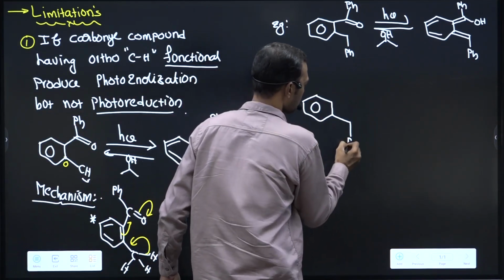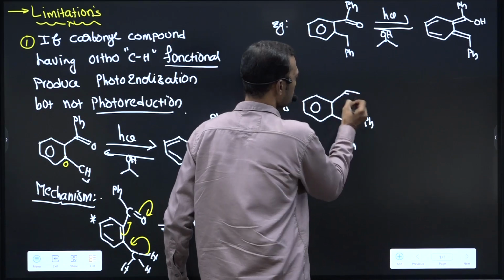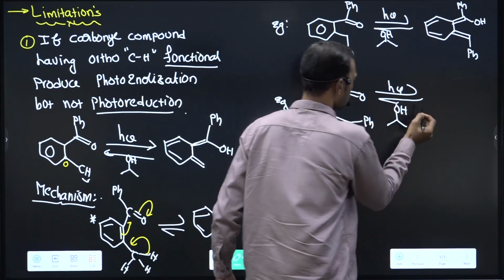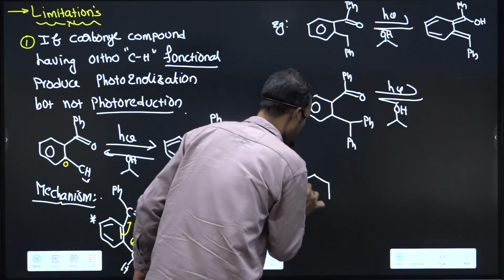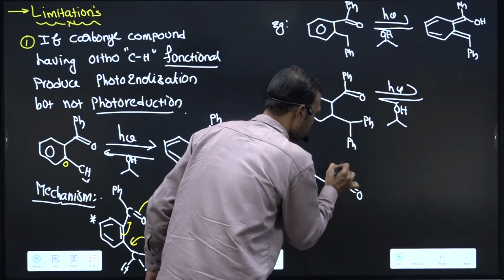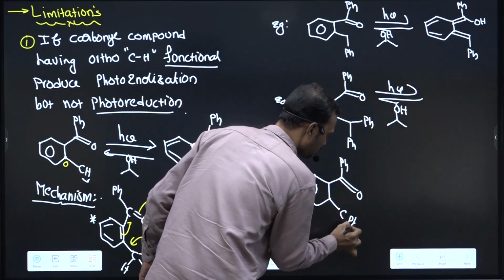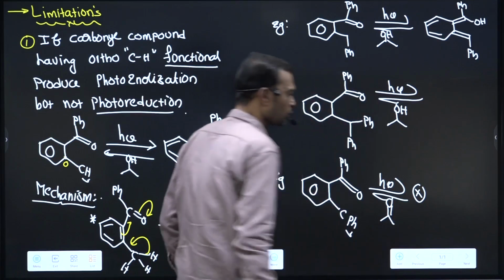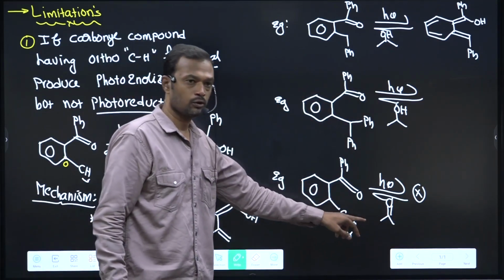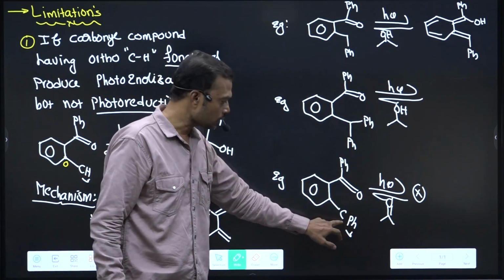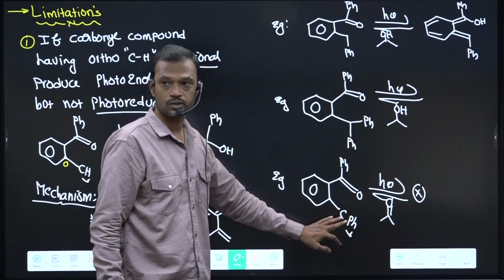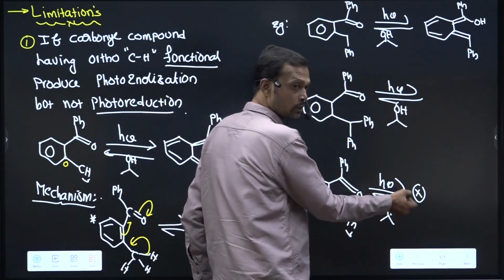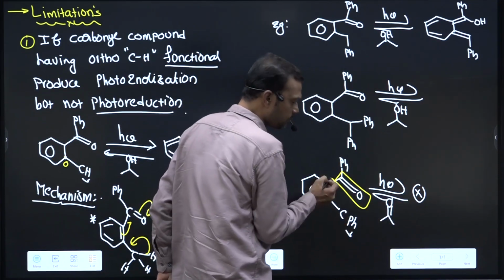So this is benzene. Here Ph, here also Ph. C double bond O, Ph is given. Photochemically, alcohol is the solvent or hydrogen donor. Your answer is what? Here C double bond O, Ph, and here the carbon has three phenyls. Now, photoenolization is not possible. Why not? Because this carbon has no alpha CH. Ortho CH is not present. Now photoreduction is possible. Photoreduction means you will get the pinacol product. Now this carbon will be involved in reduction, and you will get the pinacol product.